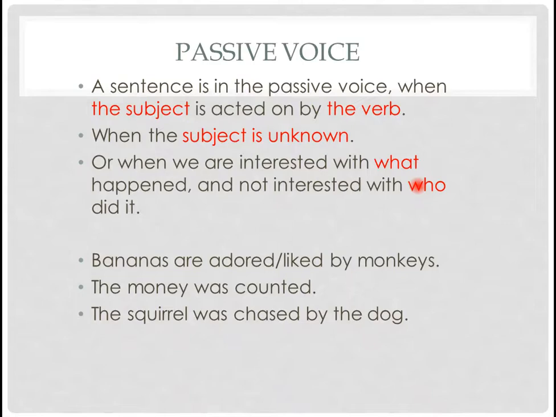Also, we use the passive voice when the subject is unknown. When we do not know who did the action, we use passive voice sentences. Or when we are interested in what happened and not interested in who did it. So the importance of the subject is not as the importance of the action itself. That's why we neglect the use of the subject at the beginning of the sentence.